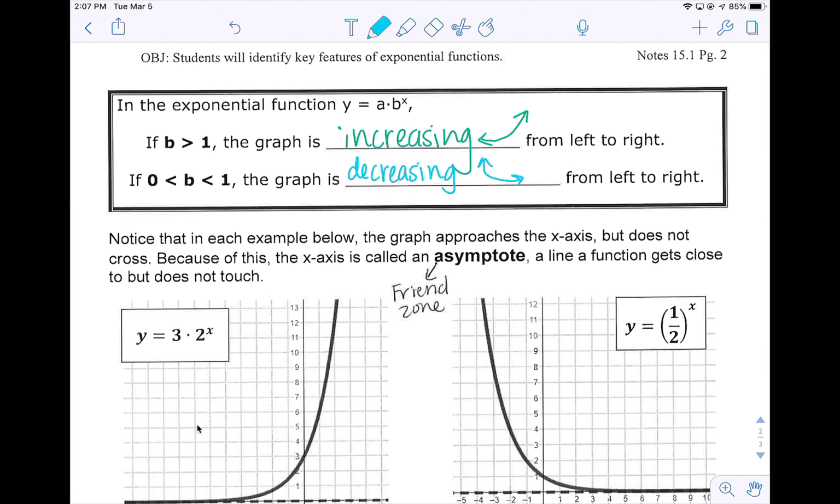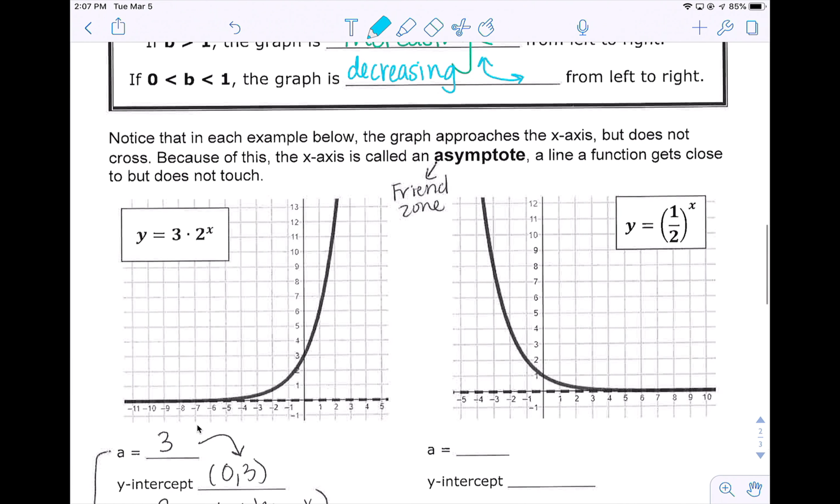Okay? So notice in each of these examples below, as the graph approaches the x-axis, it does not cross it. Because of this, the x-axis is called an asymptote, a line that a function gets close to but does not touch. So for an asymptote, you can imagine it like a couple different things.